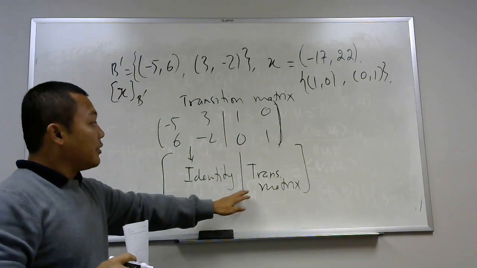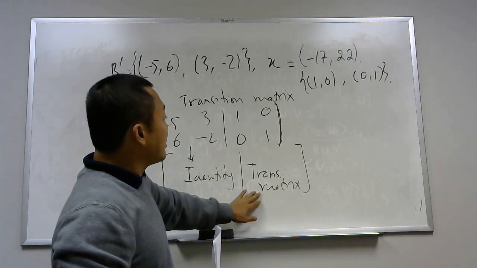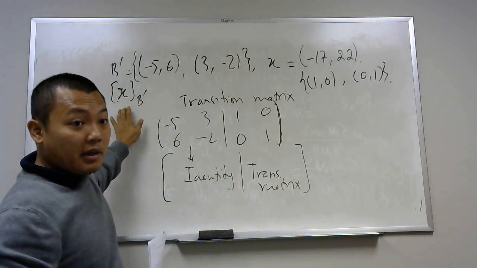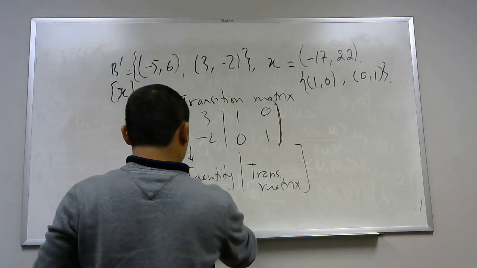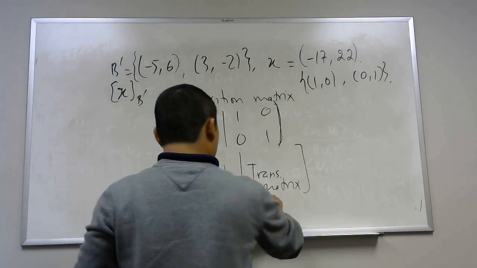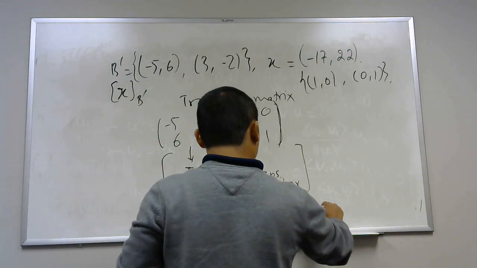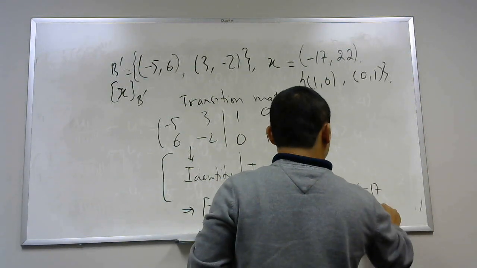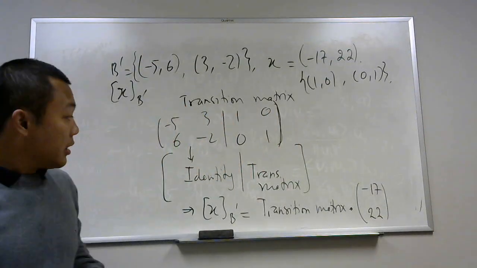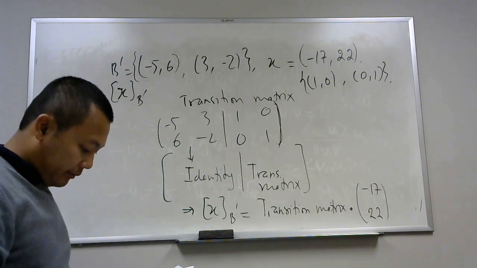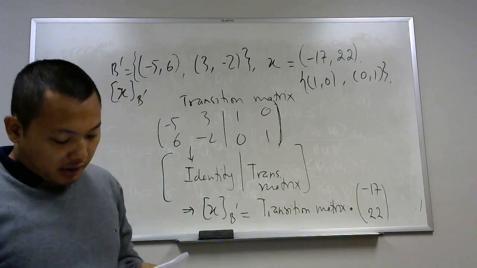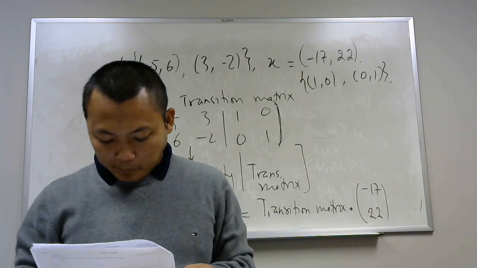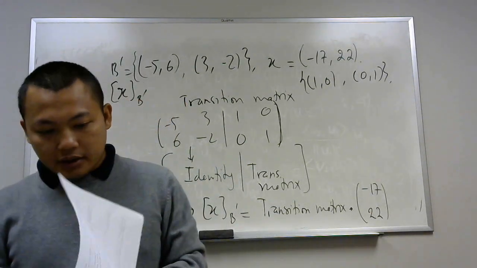Once you find the transition matrix, you apply the transition matrix to the old coordinate. You get the new coordinate in the new basis. Right? So you do that yourself. I will not do that. This is a 2 by 2 matrix. You can use a calculator or you can just use row operations. Okay, next question.